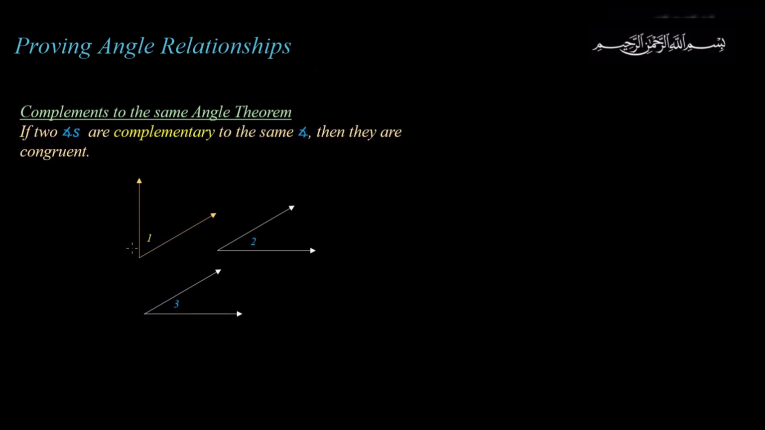All right, so let's say here's angle 1 and angle 2. Let's say angle 1 is 60 degrees, okay? Now, if angle 2 is complementary to angle 1, angle 2 has to be 30 degrees. And if angle 3 is complementary to angle 1, it also has to be 30 degrees. You can see angle 2 is complementary to angle 1, angle 3 is complementary to angle 1, and therefore angle 2 and angle 3 are congruent. So if two angles, in this case angle 2 and angle 3, are complementary to the same angle, in this case angle 1, then these two angles, angle 2 and 3, are congruent.